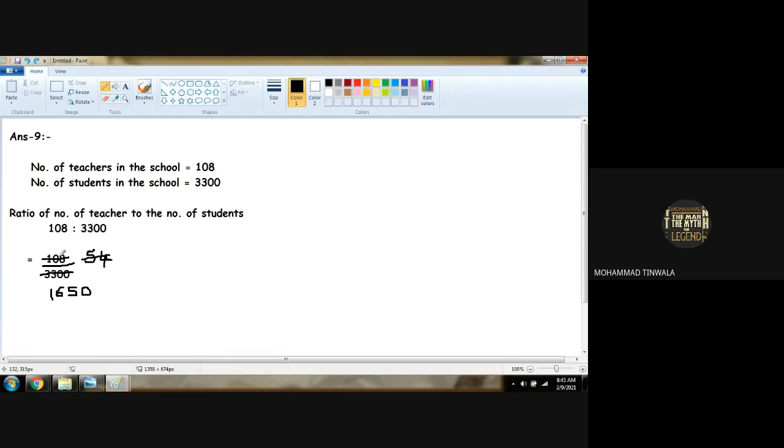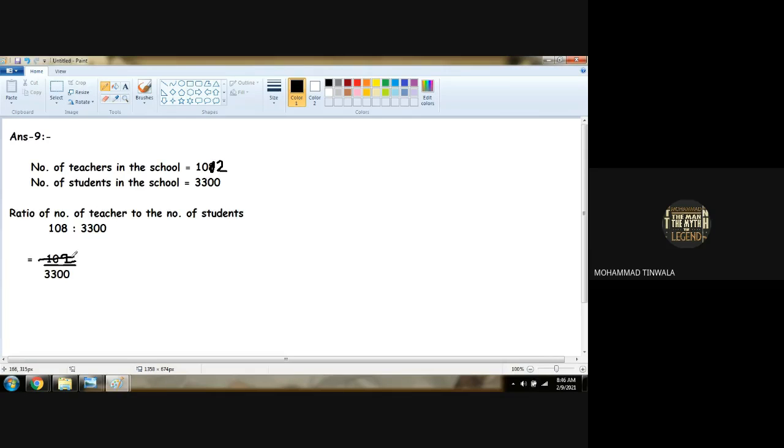2 5s are 10, 2 4s are 8. Okay, then it is not 108, it is 102 teachers. I said there is some mistake. It is 102 teachers. So here also what will happen? Wait, let me redo it.